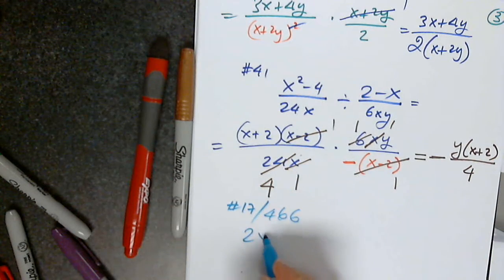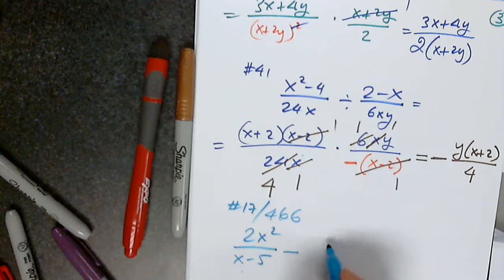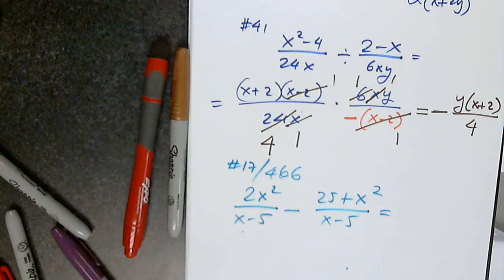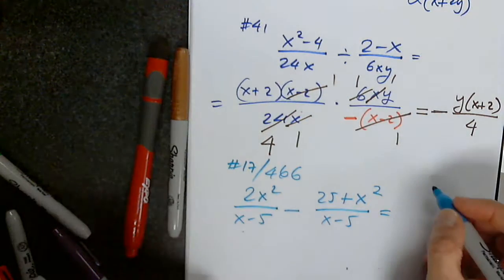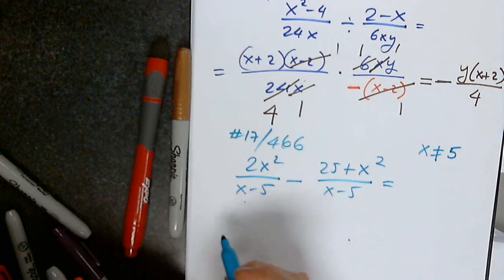Two x squared divided by x minus 5 minus 25 plus x squared divided by x minus 5. The only restriction we have to state here is just x not equal 5. Good.